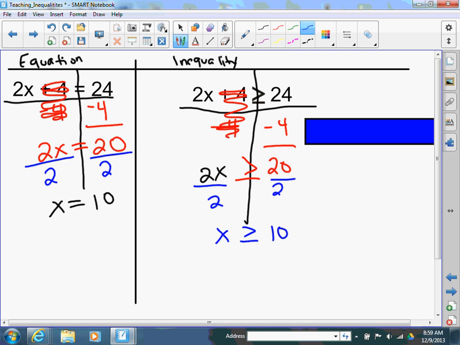Any questions? Easy? Yeah. We solve it the same way. Now, of course, it doesn't mean the same thing. This means x has to be 10. This means x can be any number greater than or equal to 10. So for an equation, I want you to come over here and write this. We have one answer. You get one answer. For an inequality, you get many answers.